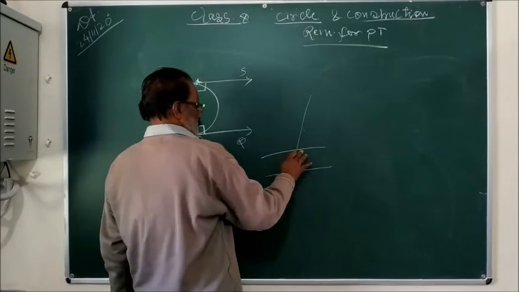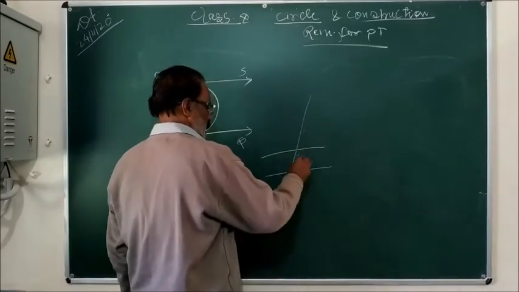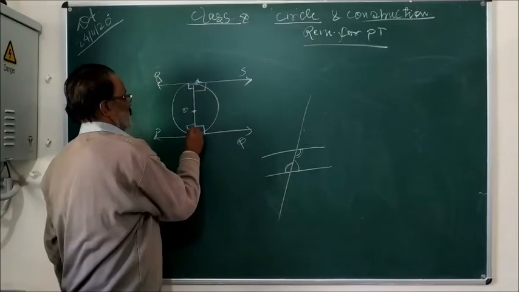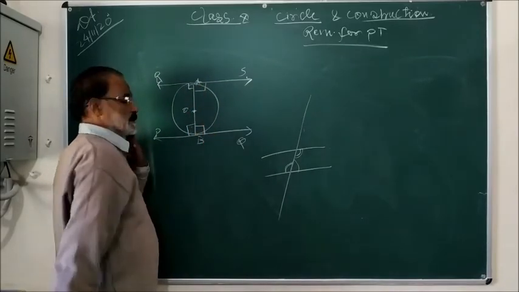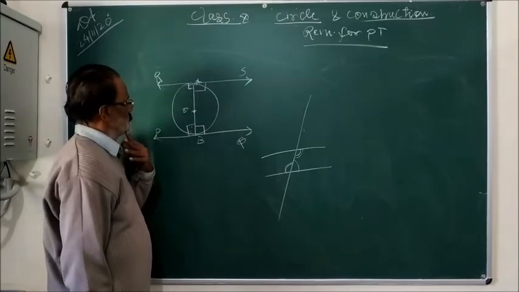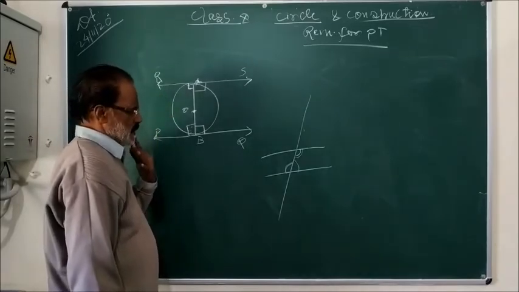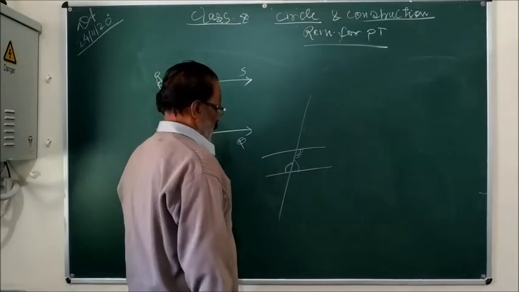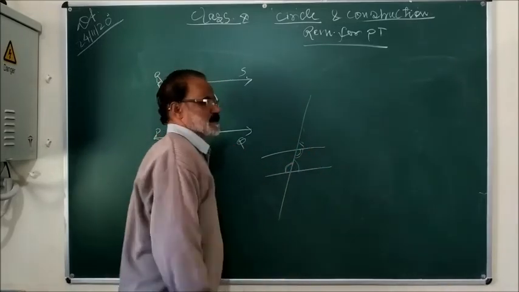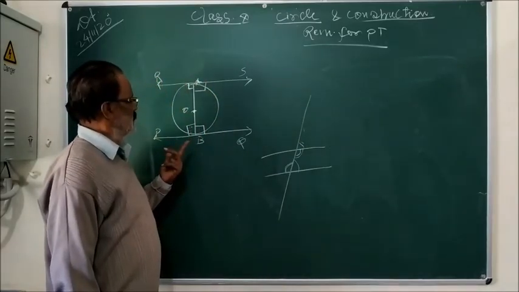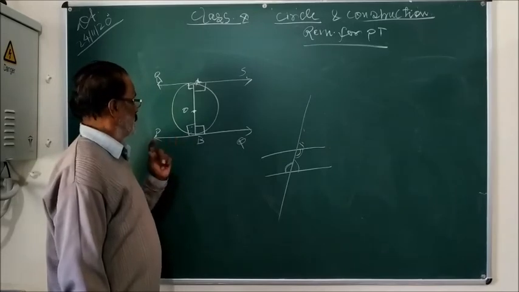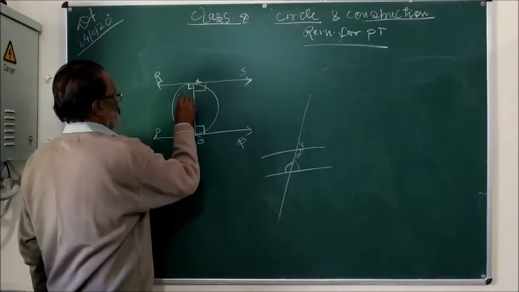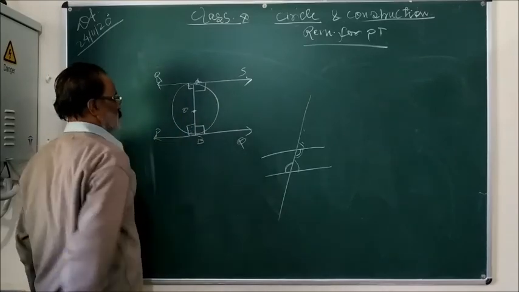Second, if two lines are cut by a transversal, and if alternate interior angles are equal, the lines are parallel. This is 90, this is 90, they are equal, and therefore, by that property, these two tangents, PQ and RS, are parallel. And third is, if two lines are intersected by a transversal, and if each pair of corresponding angles is equal, the lines are parallel. Corresponding angles equal, then lines are parallel. So this 90, sum of two angles is 180, therefore PQ is parallel to RS.